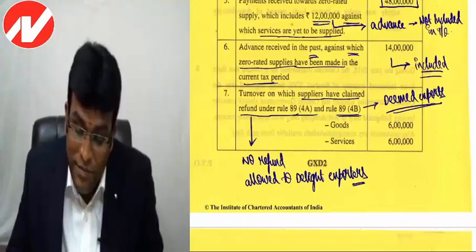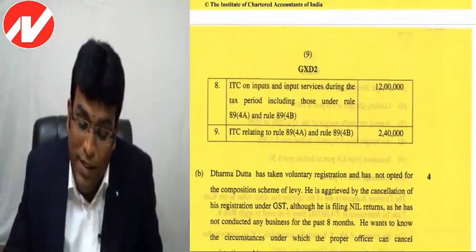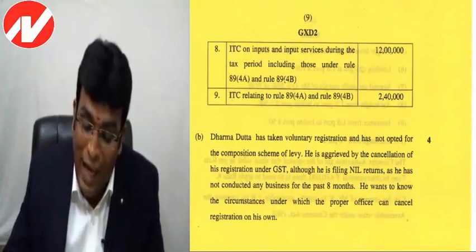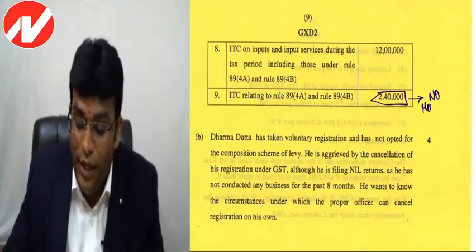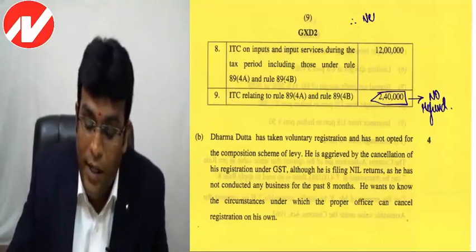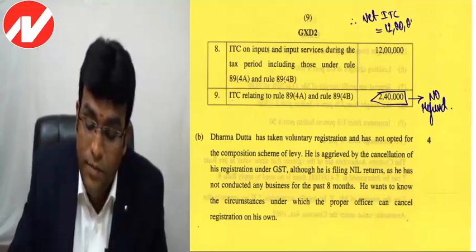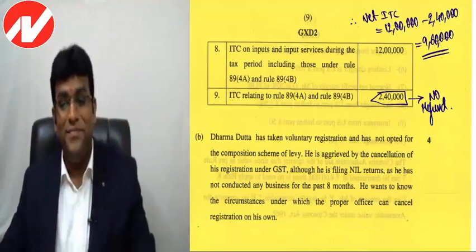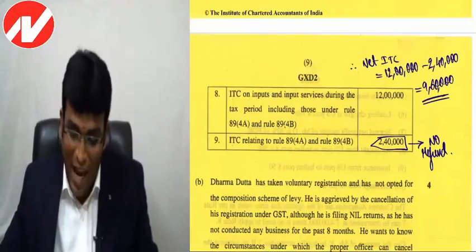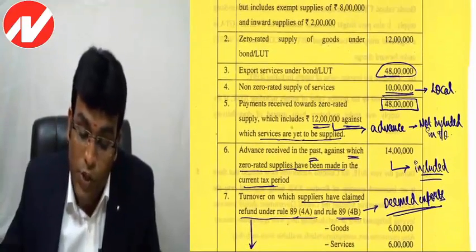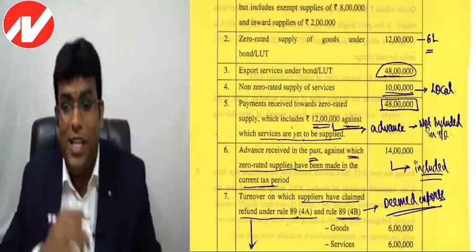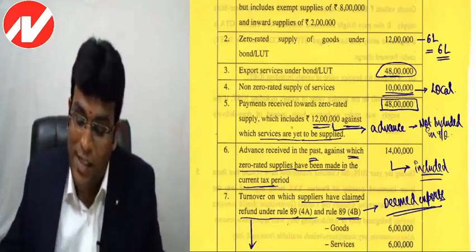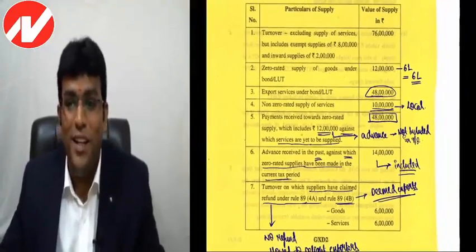Very good. Then ITC on inputs and input services during the tax period, including those under Rule 89(4A) and 4B. And 89(4A) and 4B is how much? 2,40,000. On this, no refund is allowed. So therefore, net ITC will be 12 lakhs minus 2,40,000, which comes to 9,60,000. And what is the turnover of zero rated supply of goods? Total is 12 lakhs. From that, I'll reduce 6 lakhs. Why will I reduce 6 lakhs? Because 6 lakhs is related to 89(4A), 89(4B). What is the balance figure then? 6 lakhs. The balance figure is 6 lakhs only. Clear, my dear friends?